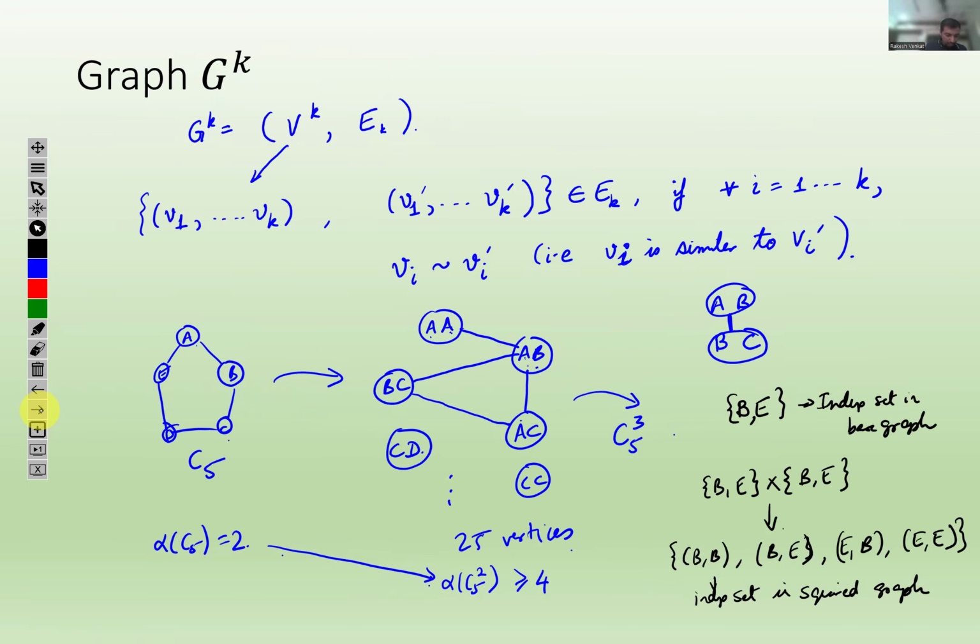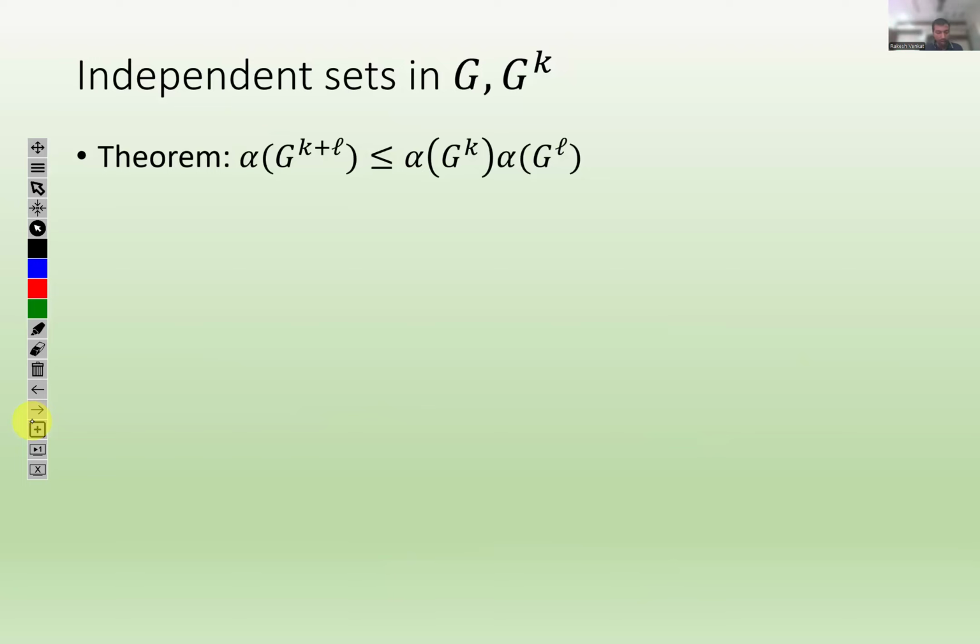So one of the main properties that I want to show is the following. If you take the k plus lth power of some graph G, the independent set, I'm sorry, this should be the other way around. G is a graph, G to the k is a graph, G to the l is a graph, and G to the k plus l is a third graph. Generalizing the previous one, what we did before for 1 to 2, it should be intuitive that given an independent set for G^k and G^l, you should be able to construct an independent set for G to the k plus l.